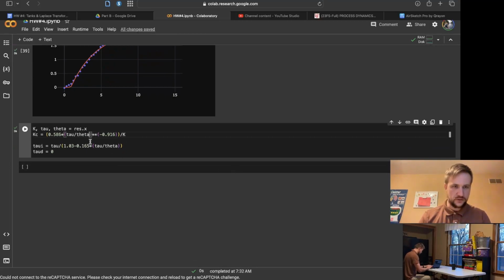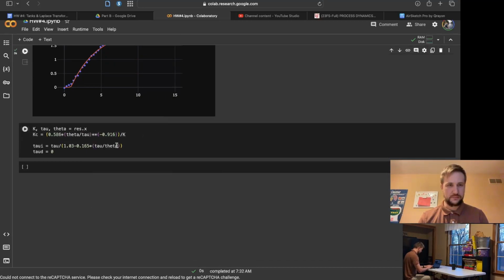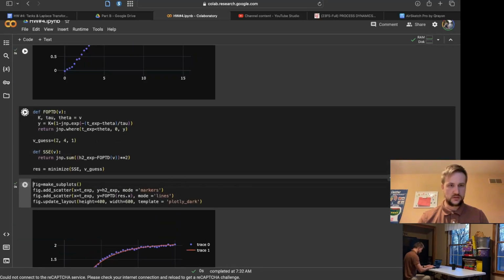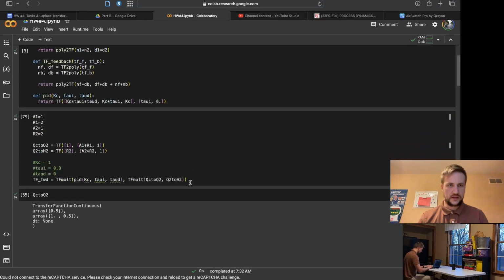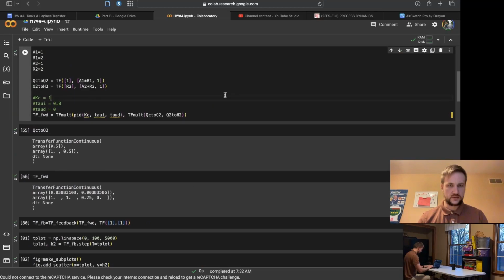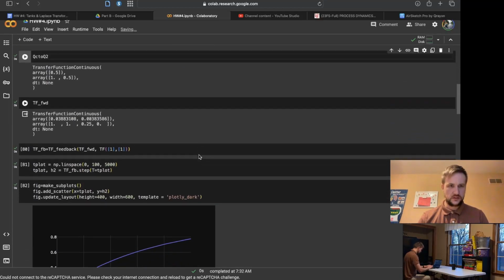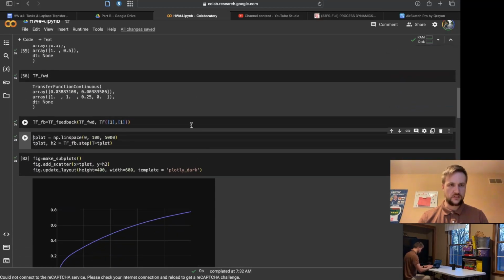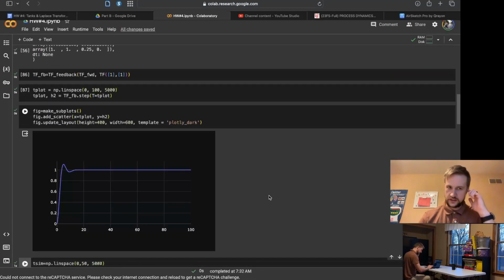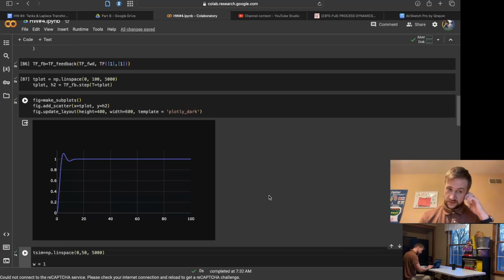Oh, look at that. I switched my thetas and my taus. That might make a little bit of a difference here, as in a lot of a difference. So let's fix that. There we go. Now let's rerun that in our feedback loop for the closed loop system. There we go. Look at that. That looks a lot better.